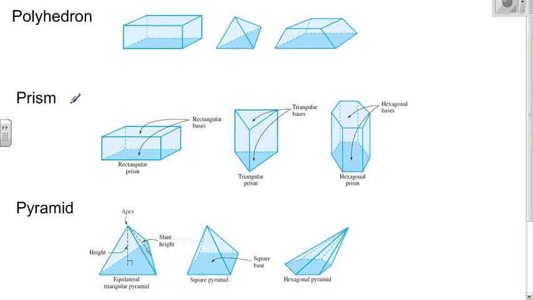A more specific name for some special types of polyhedra would be prism, and a prism is what you call it when the top and the bottom, the bases, are the same shape. The bases have to be the same shape and size. They have to be congruent. And then you name it for whatever the bases are. So if it's rectangles on top and bottom, it's a rectangular prism. If it's triangles, we call it a triangular prism. And if it's hexagons, we call it a hexagonal prism.